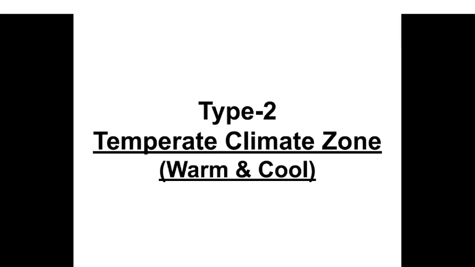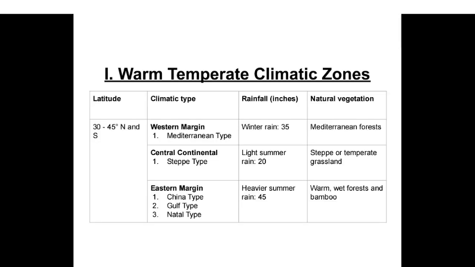Type 2: temperate climate zone, warm and cool. Warm temperate climatic zones, 30 to 45° north and south. The climatic types are western margin Mediterranean type, central continental steppe type, and eastern margin China type, Gulf type, and Natal type. The rainfall in the western margin Mediterranean type is 35 inches.